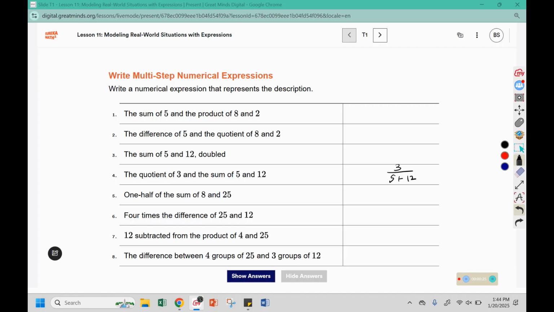Number 8 says the difference between 4 groups of 25 and 3 groups of 12. So 4 groups of 25 would be 4 times 25. Difference means subtraction. So the difference between 4 groups of 25 and 3 groups of 12.